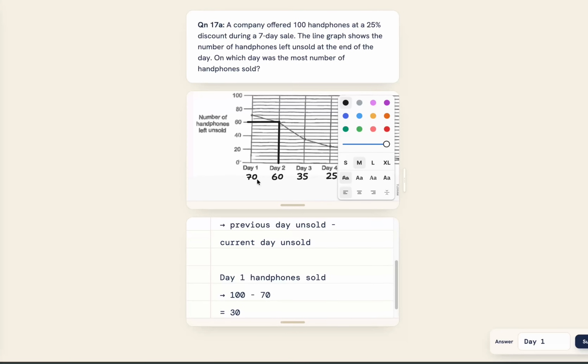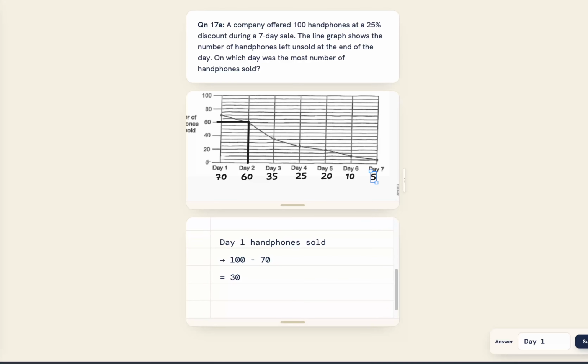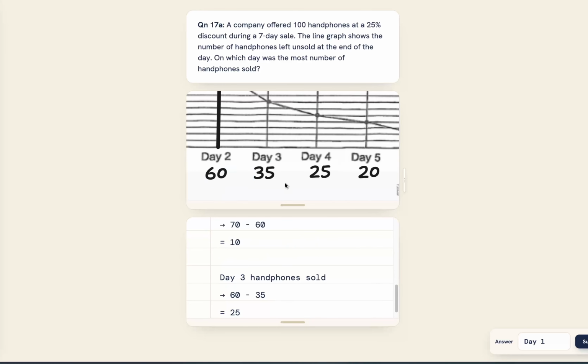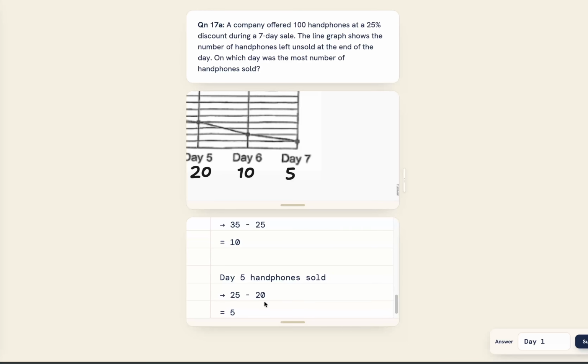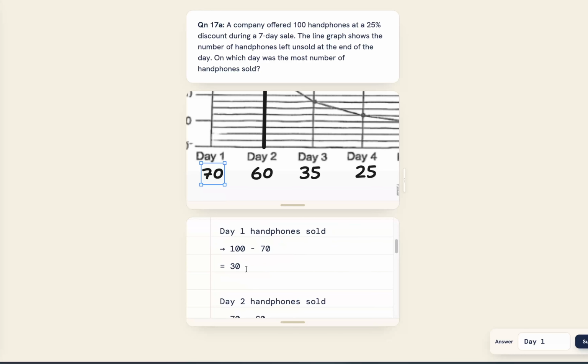So I've calculated all the number sold on different days. So day 1 is 30. Then for day 2, we have 70 minus 60, which is 10. Then we have day 3 is 60 minus 35, which is 25. We have day 4, which is 35 minus 25. We have day 5 is 35 minus 20. Day 6 and day 7 essentially is just 20 minus 10 and 10 minus 5. So out of this, which one has the biggest difference? The biggest number sold is day 1, which is 30.